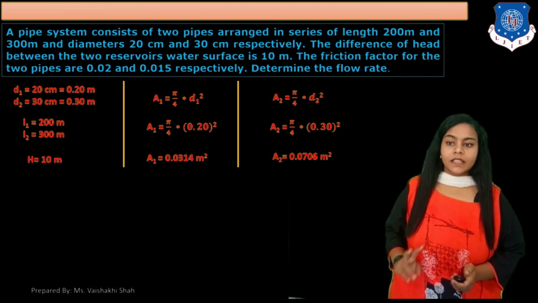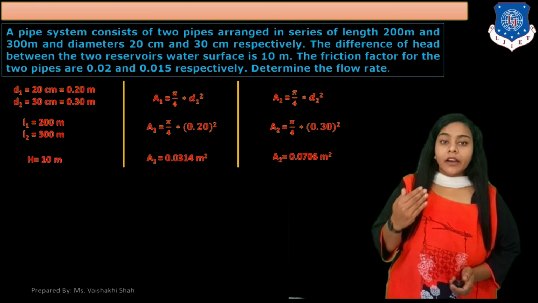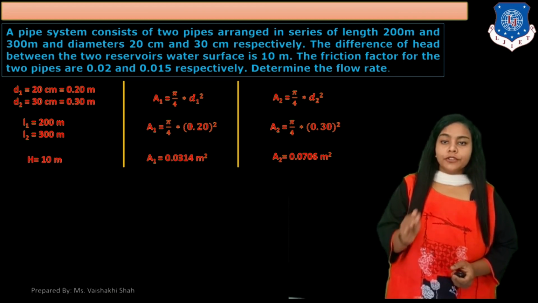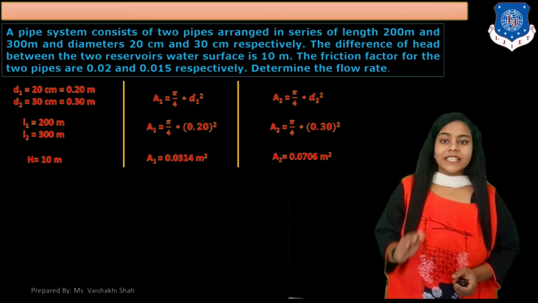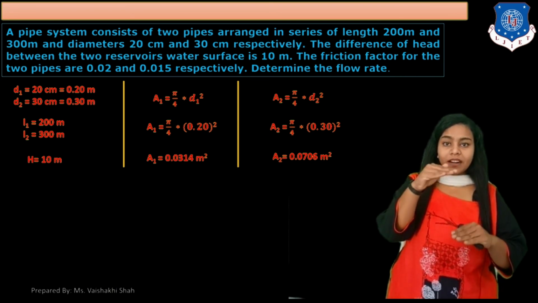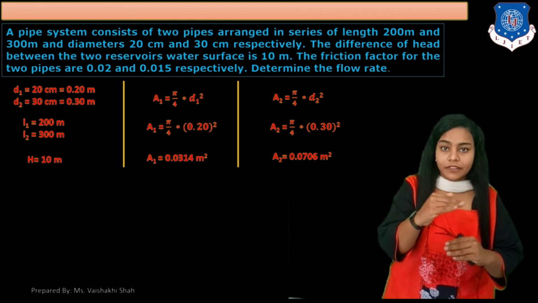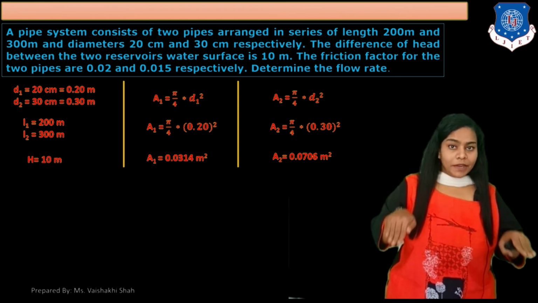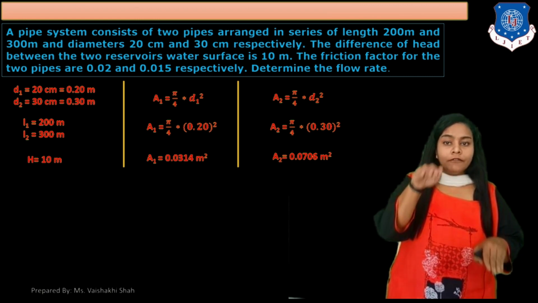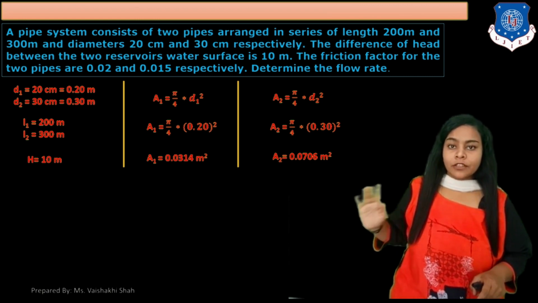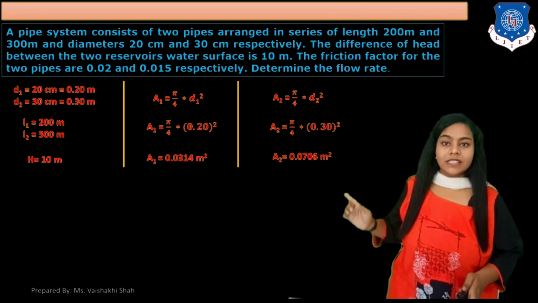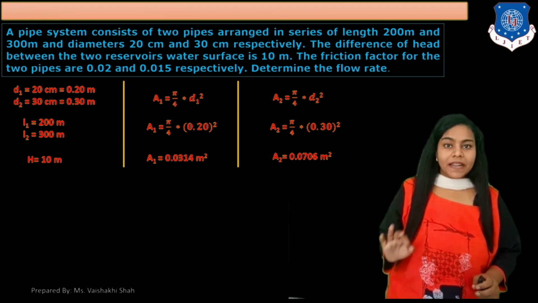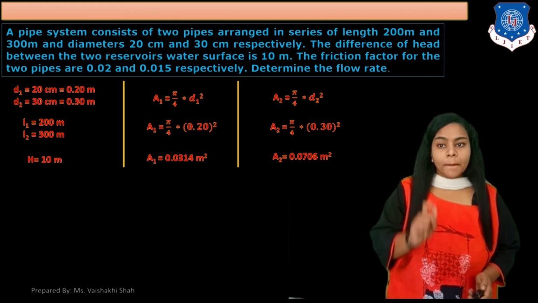Okay. Now the difference of head between the two reservoirs is given, which is 10 meter. So here the difference of water level between the two reservoirs, between the two containers, is given, which is 10 centimeter, sorry, 10 meter. So capital H equals 10 meter.